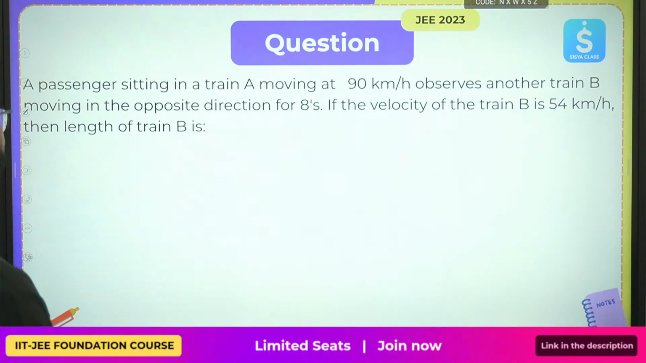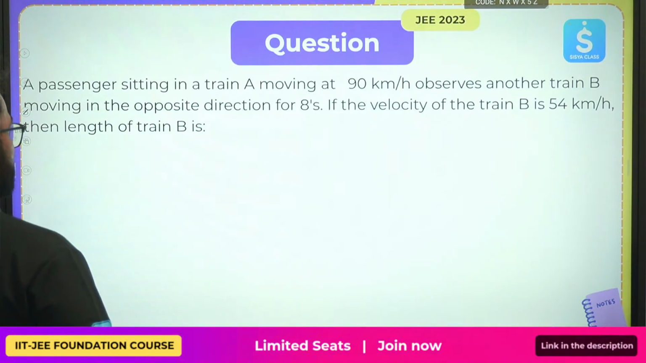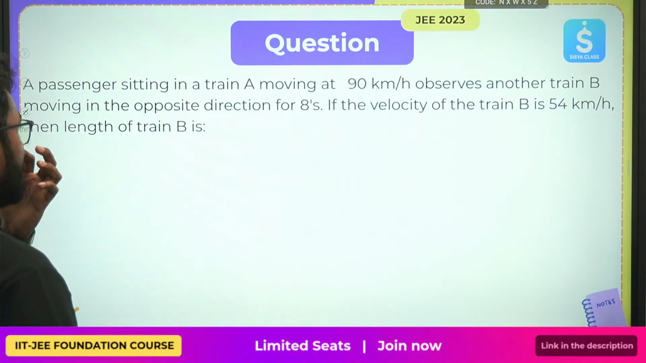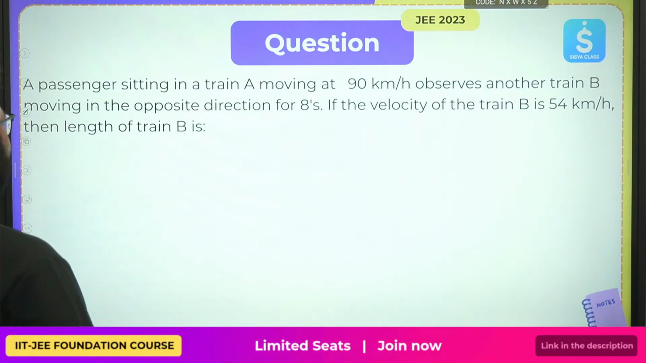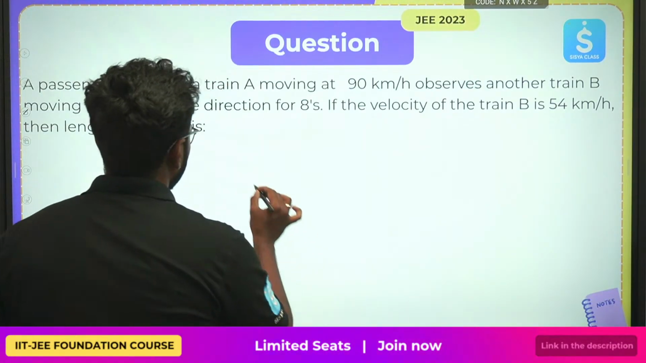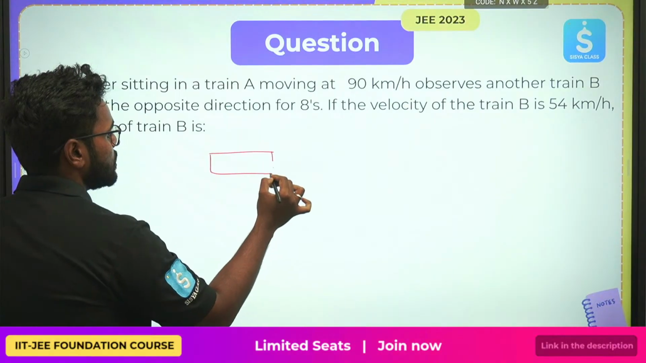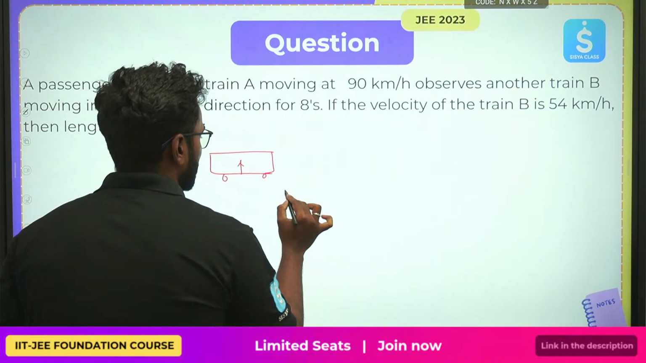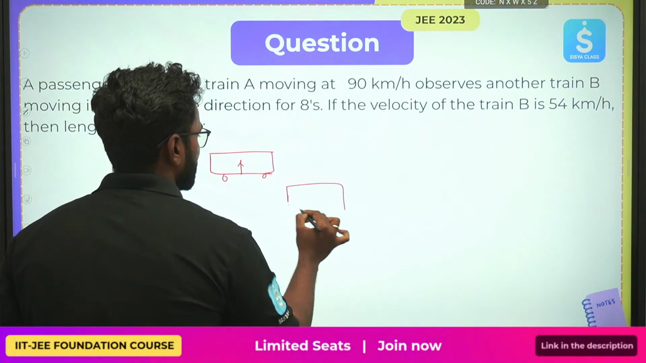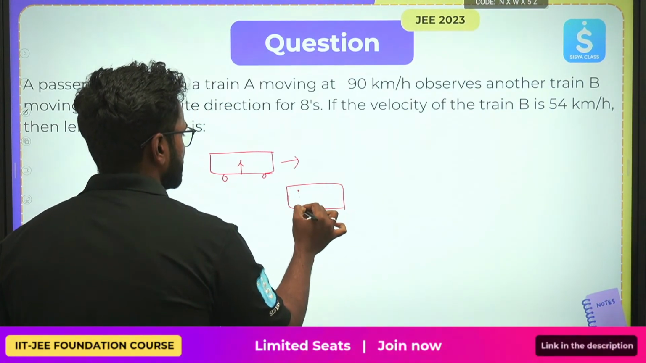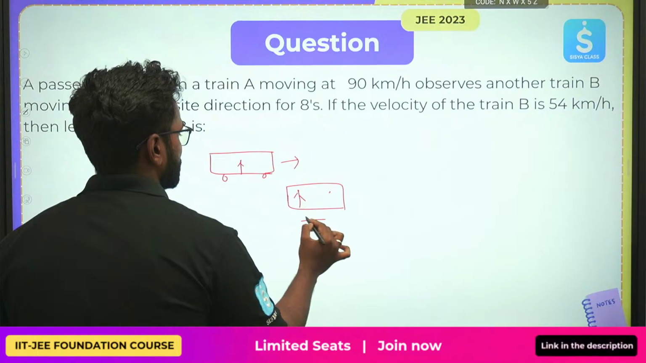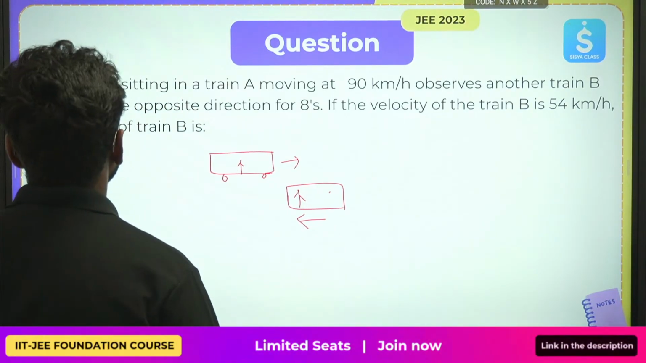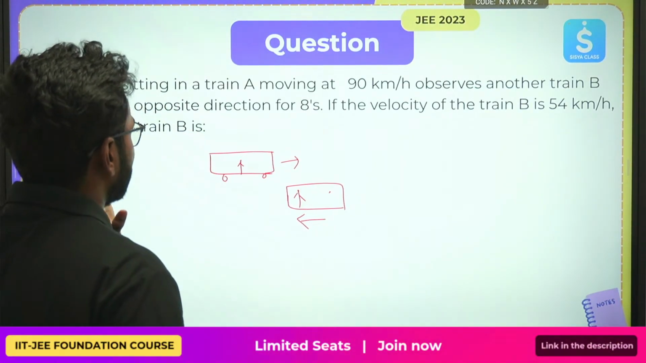Now, a passenger sitting in train A moving at 90 km per hour observes another train B moving in the opposite direction for 8 seconds. If the velocity of train B is 54 kmph, then the length of train B is? You have a passenger, right? He's sitting here. Now, he's seeing another train moving in this direction, the opposite direction, for 8 seconds.